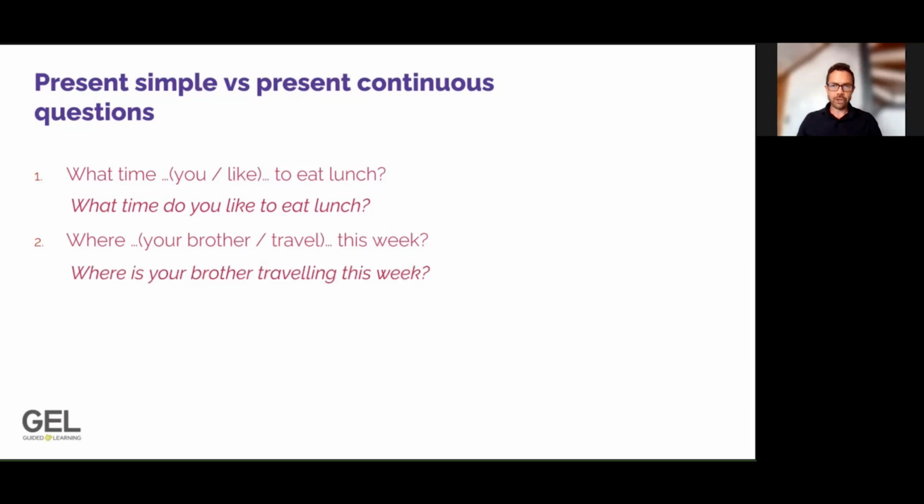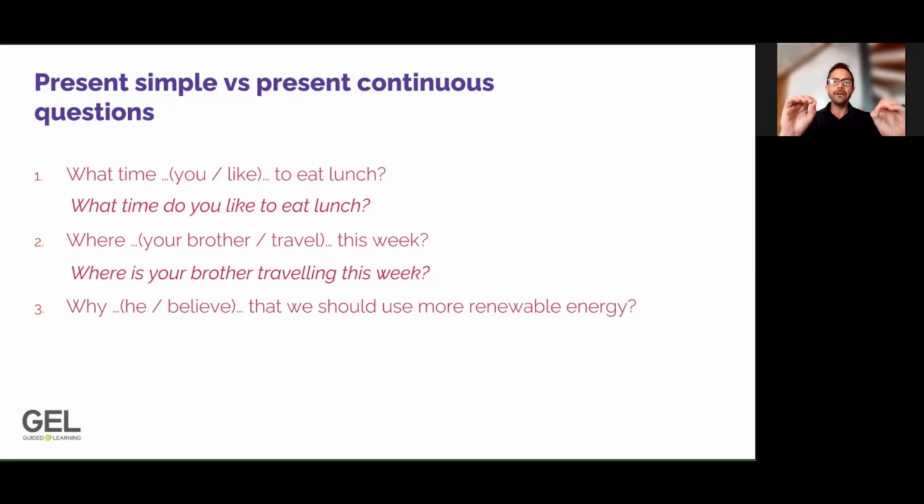So the correct question would be, where is your brother traveling this week? And this is a present continuous question because we are talking about a temporary action this week. Let's go to our final question, number three. Again, looking at the beginning and at the end of the question. Use those words in the brackets in the center. I'd like you to answer the next question below the video with the three words we need to complete this question.